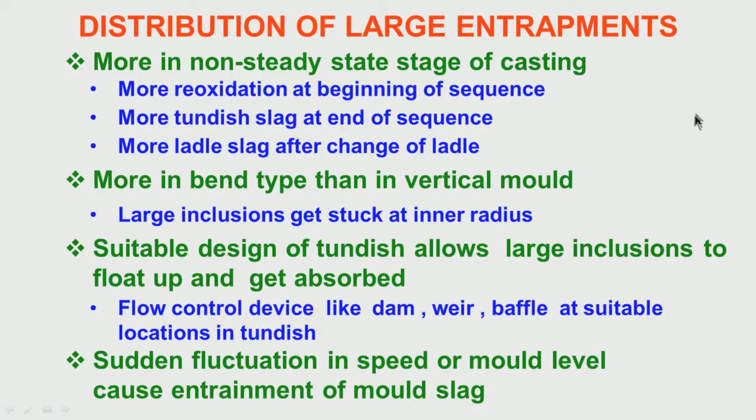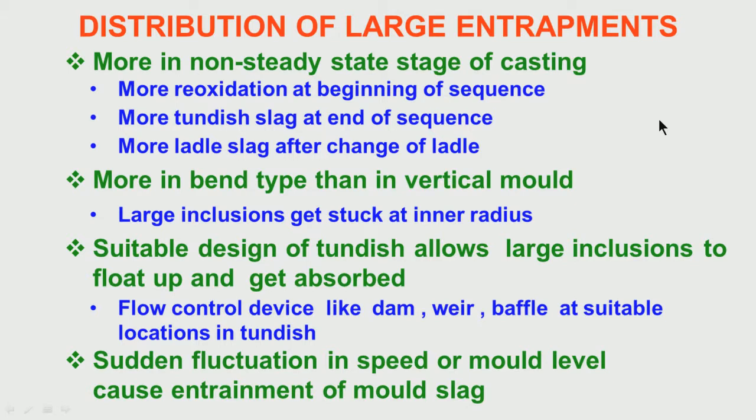So what do we do? We keep those cast products separately, because we know that if we intentionally roll them, those rolled products will have entrapments. So the distribution of large entrapments is non-uniform.